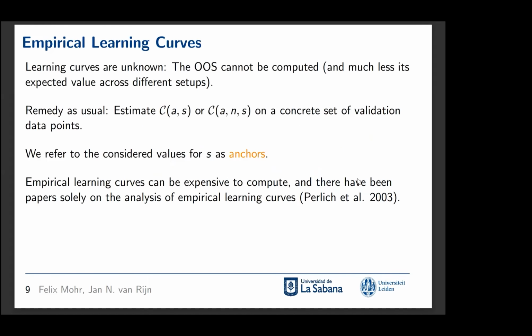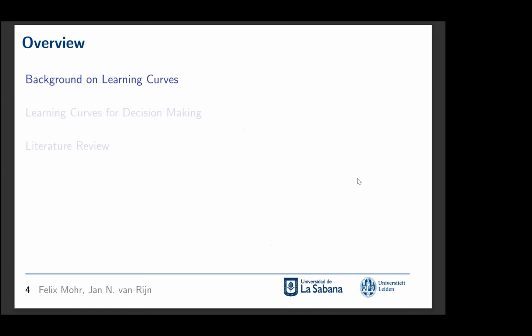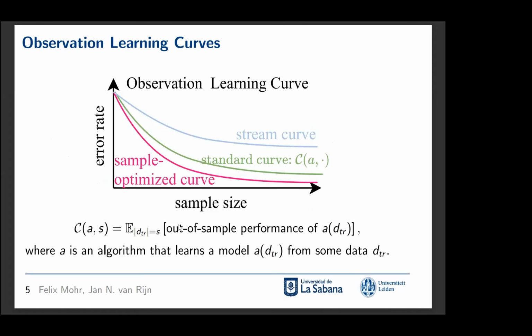Okay, so one problem with learning curves is that we don't know them. We all know that the out-of-sample error, even of a single model at a single point, cannot be computed. This is because we don't know the probability distribution behind it and so on. And of course, much less are we able to compute this expected value. It's entirely out of range. So we can draw them somehow as a concept, but really we don't know them.